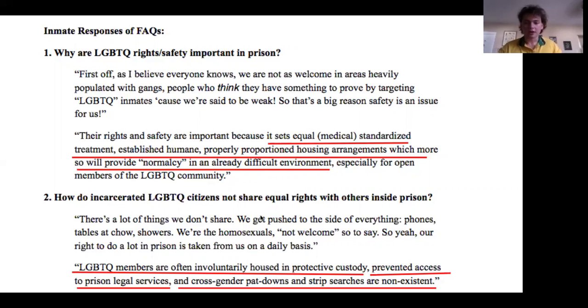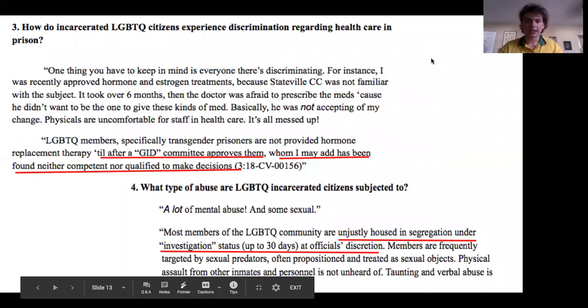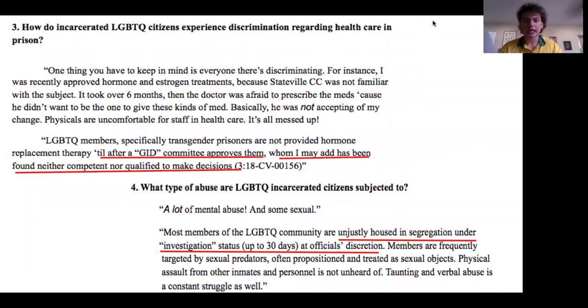LGBTQ members are often involuntarily housed in protective custody, prevented access to prison legal services, and cross-gender pat-downs and strip searches are non-existent. How do incarcerated LGBTQ citizens experience discrimination regarding healthcare in prison? LGBTQ members, specifically transgender prisoners, are not provided hormone replacement therapy till after a GID, which means gender identity disorder, committee approves them, whom I may add has been found neither competent nor qualified to make decisions.